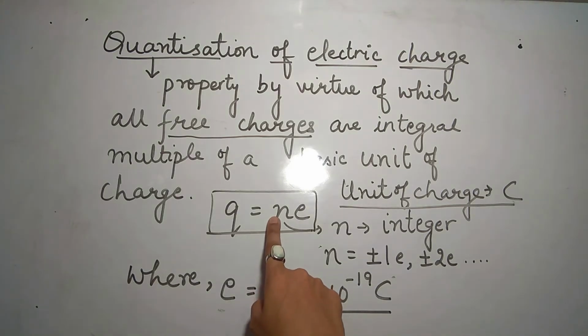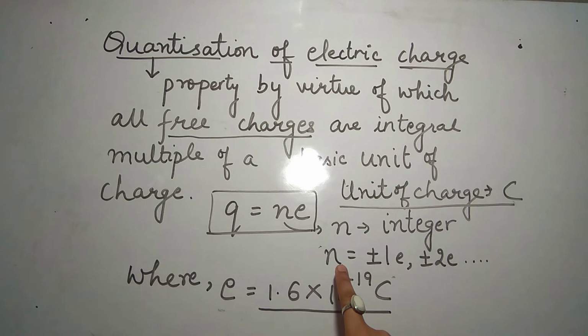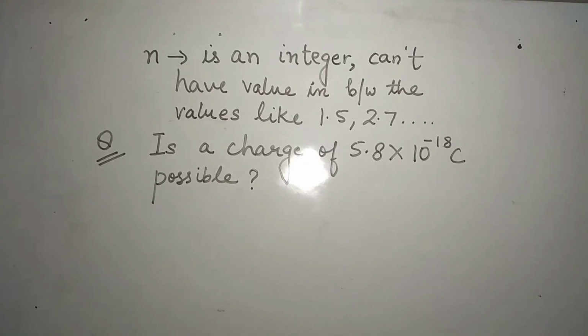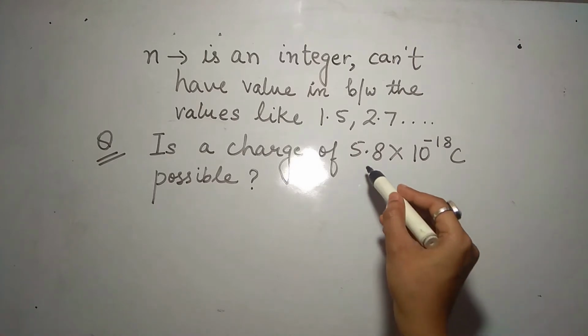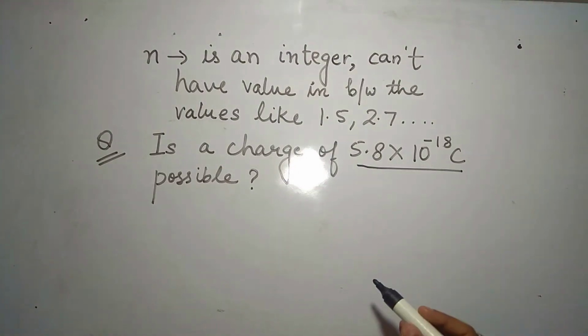And n here is an integer whose values are plus or minus 1, plus or minus 2, and so on, and Q is the total charge here. Since n is an integer, it can't have values in between the main values, like decimals or fractions. So the next question is: is a charge of this much coulomb possible?